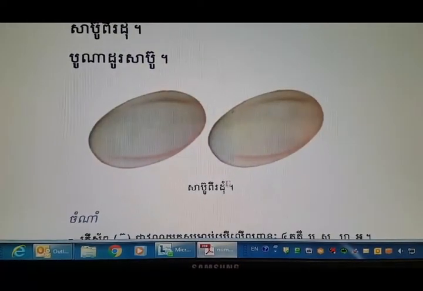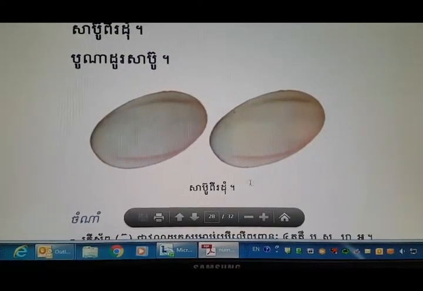So sabu means soap. Sabu pi dong is like 2 pieces of soap.